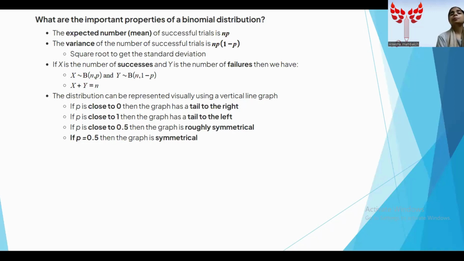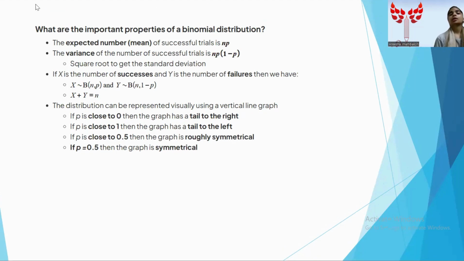Now let's look at the important properties of a binomial distribution. The expected number of successful trials is n times p. That is the mean. And the variance is n times p times q, that is, n times p multiplied by 1 minus p. And the square root of this would be the standard deviation, obviously.